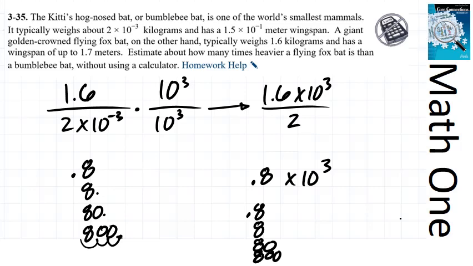The fox bat. Congratulations. I mean, it's huge, right? But it makes sense that it would be larger. But it's 800 times heavier than that cute little bumblebee bat that I wouldn't be afraid of. I don't like bees. I don't like bats either, I guess. But that fox bat would creep me out.